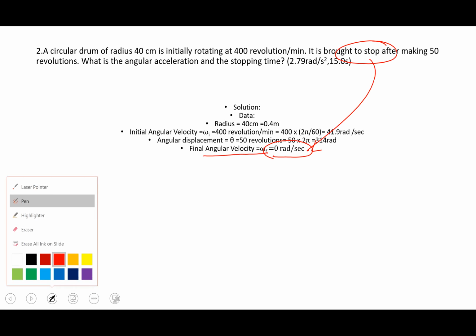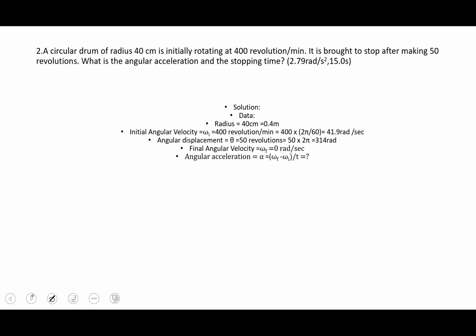Now in the next case, we have a final angular velocity, omega f, which is 0 radian per second. Why? Because in the question, it is brought to a stop. So that is why the final angular velocity is 0. The angular acceleration is alpha. We can say the rate of change of angular velocity is known as angular acceleration.